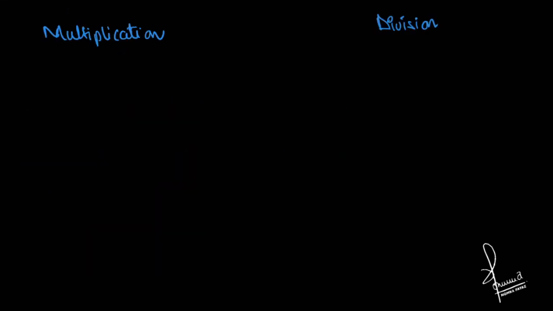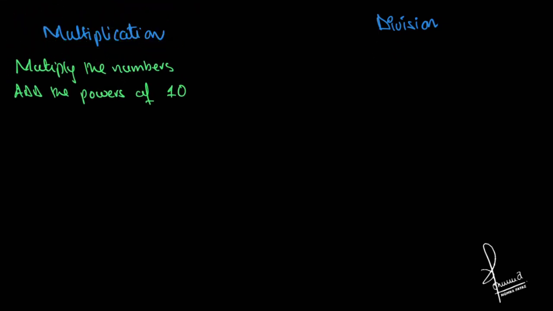Now let's talk about multiplication and division. Multiplication के लिए आप क्या करते हो, थोड़े से different rules हैं इनके. So for multiplication, always remember that you multiply the numbers first. तो जो एक ही जगह numbers हैं आप उनको multiply करते हो, और जो powers of 10 होती हैं आप उनको add करते हो. For example, let's say you want to do this.